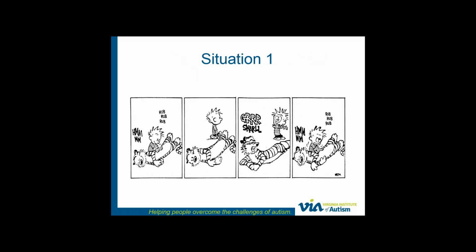So let's look at this example here. Look at this cartoon. Look at the tiger, Hobbes' behavior, and try to think about what are the antecedents to Hobbes' behavior and the consequences to his growling. So I'm going to let you look at that for a second. So what's Hobbes' behavior? The tiger, what's the problem behavior?